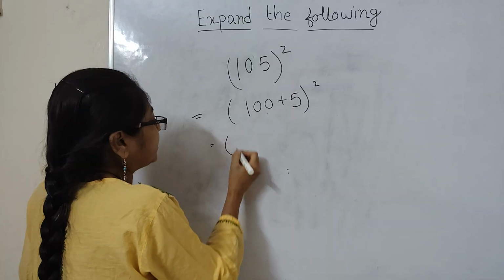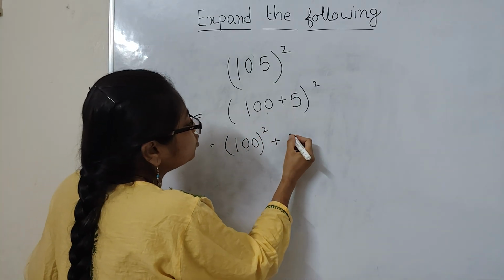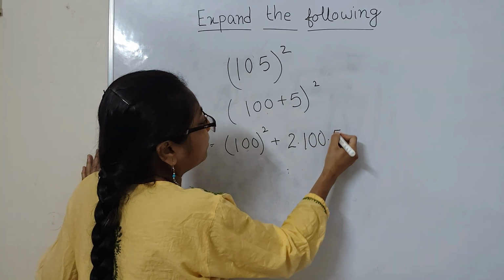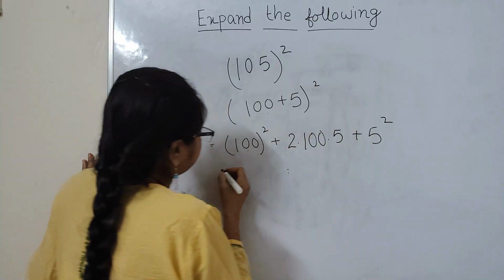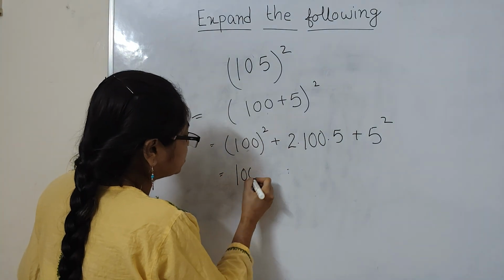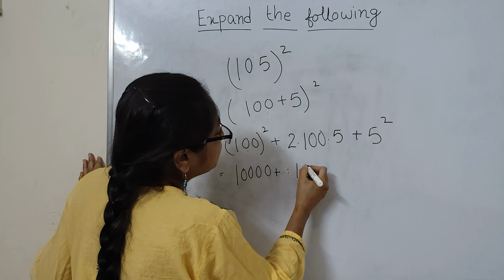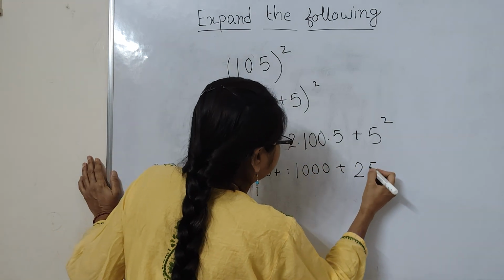So I write A square plus 2 into A into B. Here B is 5, plus B square. Then 10000 plus 1000 plus 25.